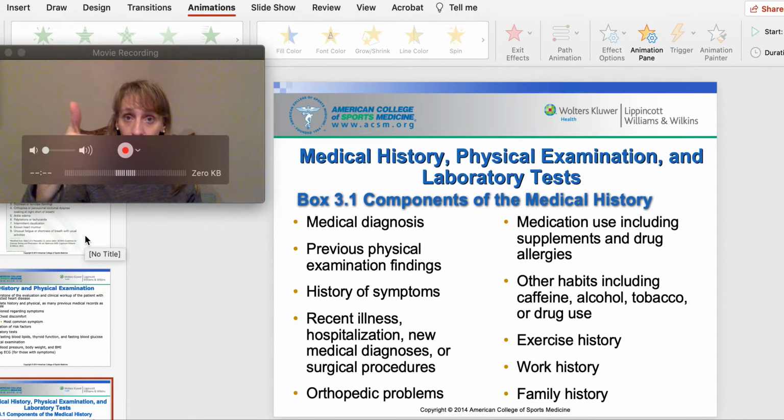So what medical diagnosis? You sit down one-on-one with the guy in cardiac rehab. Tell me what your medical diagnosis has been. Was it a heart attack? Was it open heart surgery? Do you have a stent put in? Right. So why? What brings them to you?